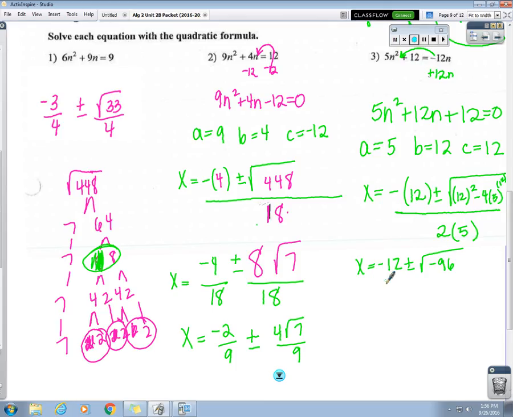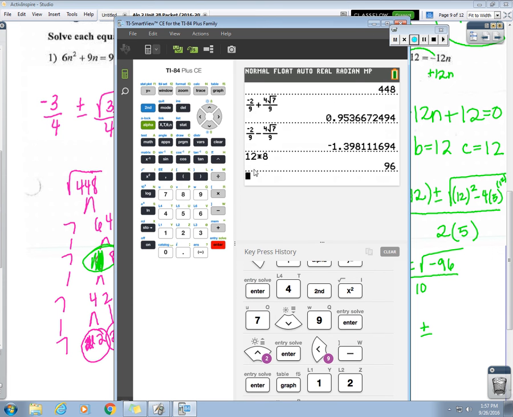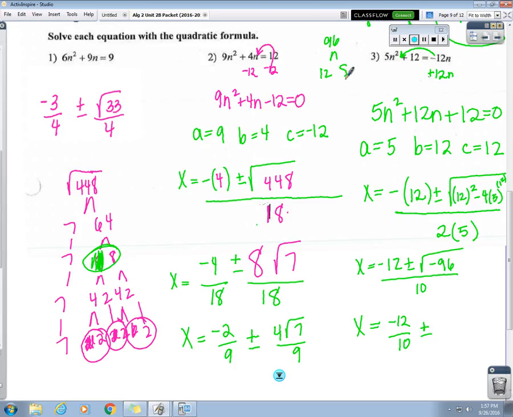All over 2 times 5, which is 10. Is 96 a perfect square? What did you get when you factored it? Let's do it real quick. What are the factors of 96? Is 12 and 8 a factor? 12 and 8. And then that becomes 3 and 4, which is a 3, 2, and 2. And then 8 is a 4 and a 2, which is 3 2's. I know I'm doing it quick.